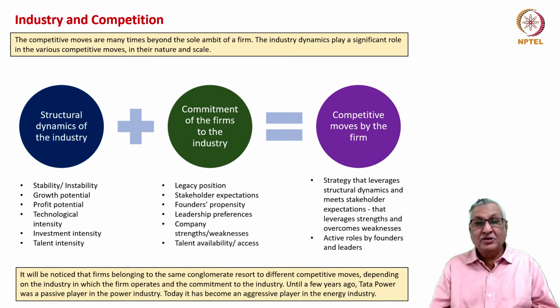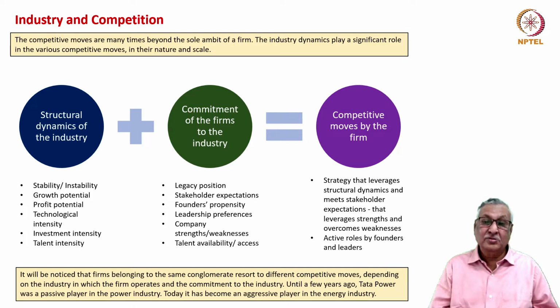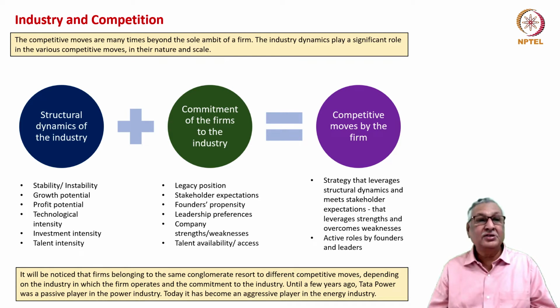It also may be noticed that firms belonging to the same conglomerate resort to different competitive moves depending on the industry in which the firm operates and the commitment to the industry. TCS within the Tata Group may be much more aggressive and much more external environment seeking compared to Tata Steel or Tata Chemicals, or for that matter even the FMCG, Tata Consumer Products. Until a few years ago, Tata Power was a passive player in the power industry. Today it has become an aggressive player in the energy industry. So when the environment changes, the competitive moves by companies also could change.